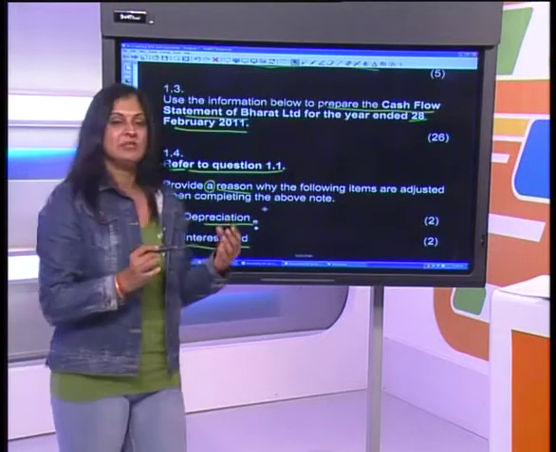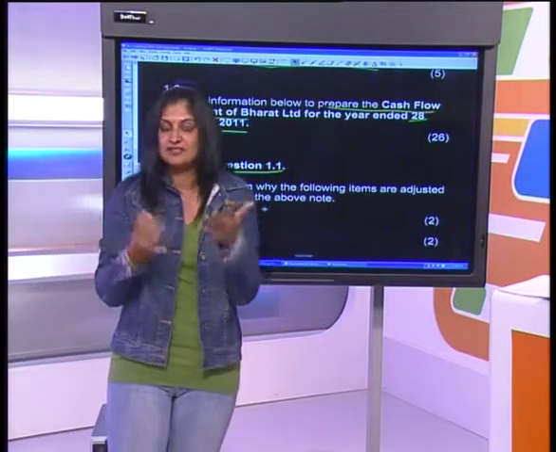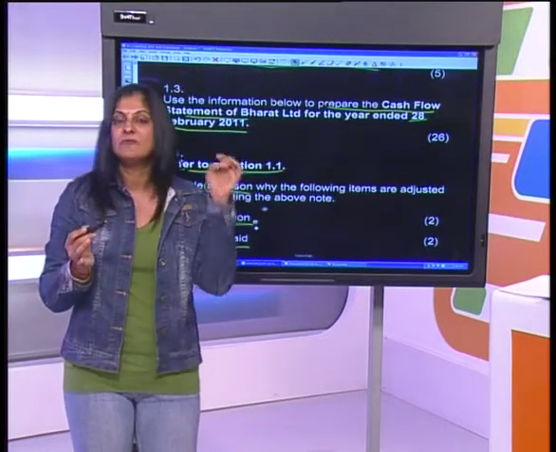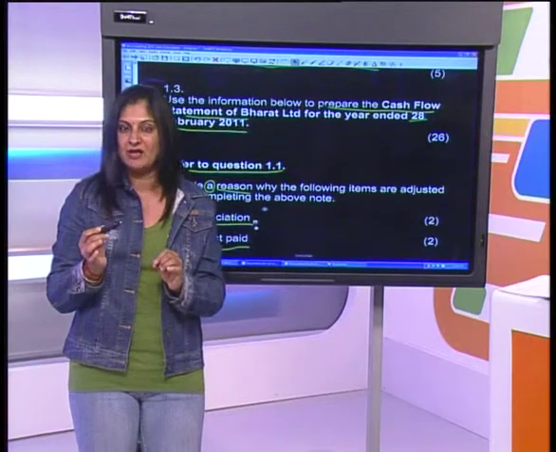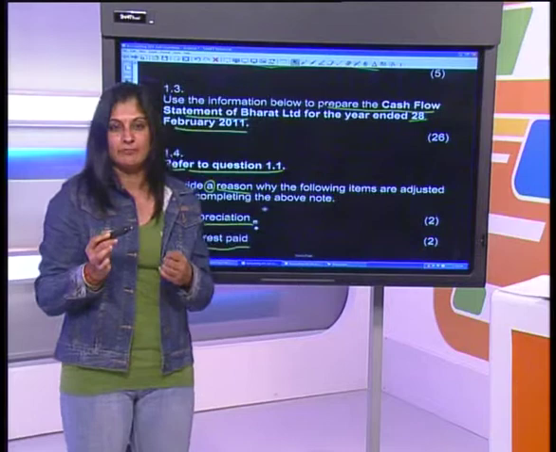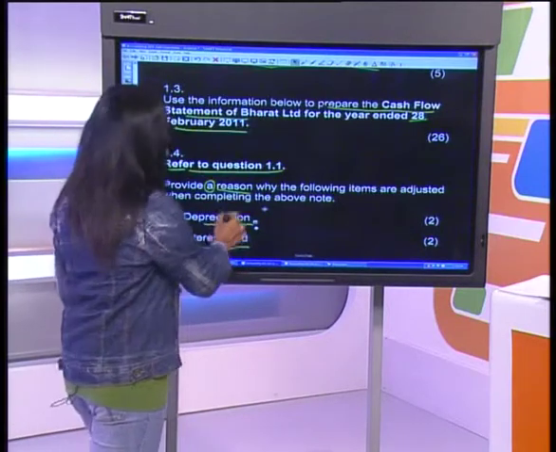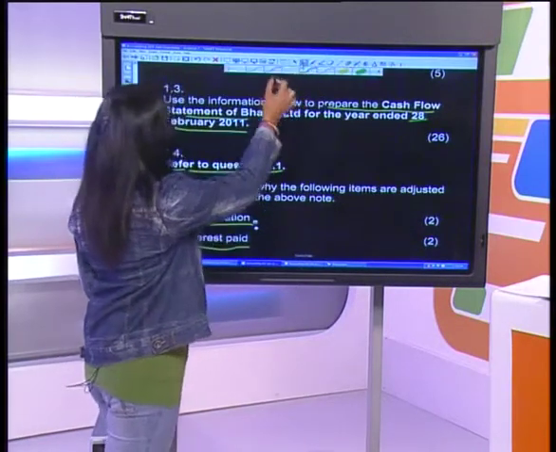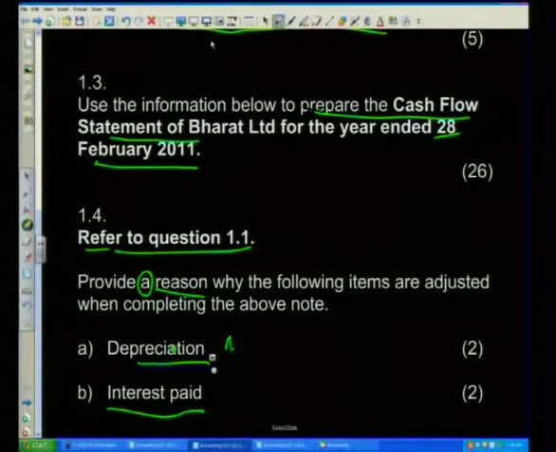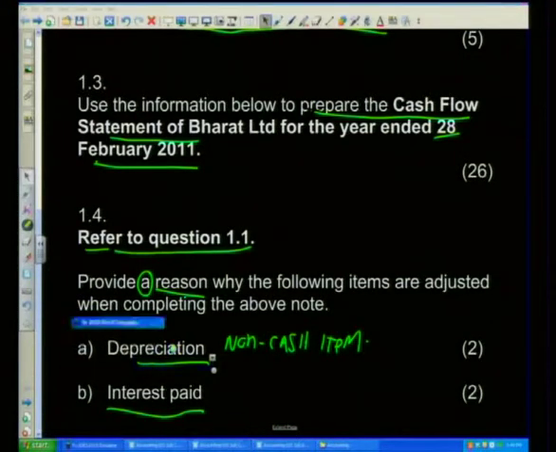In the case of depreciation, nothing happened. It's a simple expense. It reduced profit, but money did not physically leave your bank account, and therefore it is added back to your net profit before tax. So the reason that you should give in your exam, if you are asked this question, is that depreciation is a non-cash item. Okay, you guys with me?